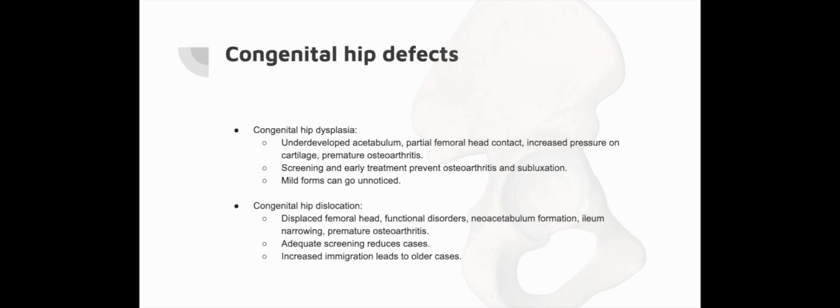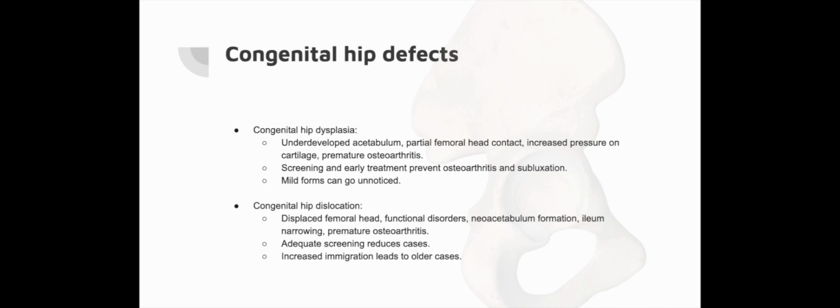Congenital hip defects. Congenital hip dysplasia is characterized by an underdevelopment of the acetabulum, resulting in only partial contact between the femoral head and the acetabulum. This leads to increased pressure on the cartilage and can cause premature osteoarthritis. Screening for hip abnormalities in newborns and early treatment are crucial to prevent these complications.